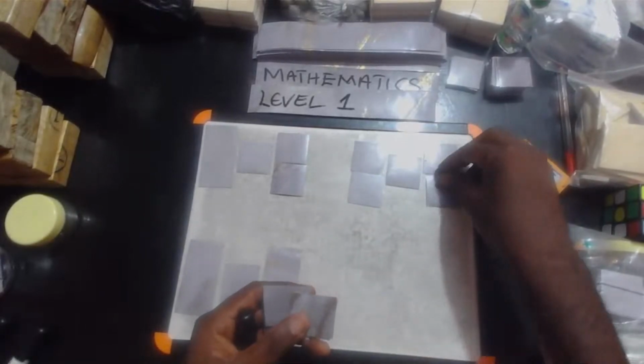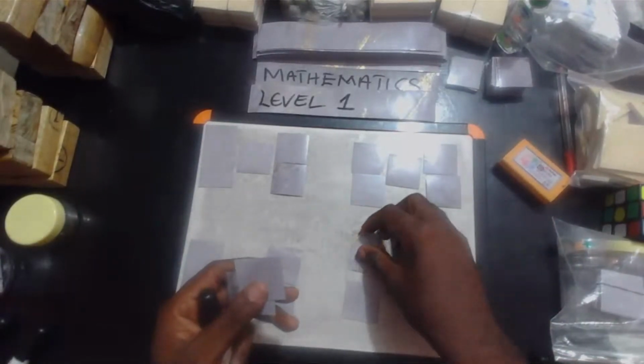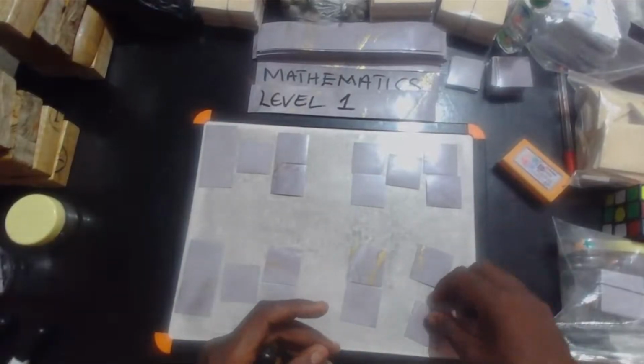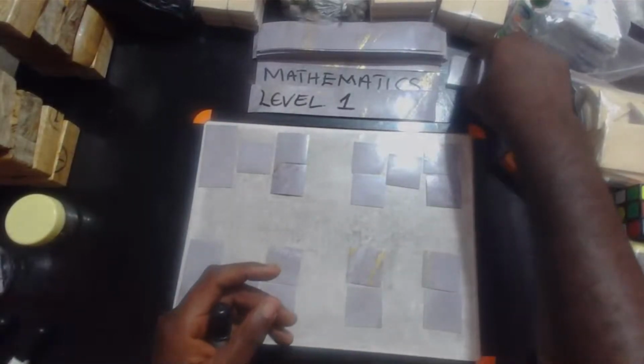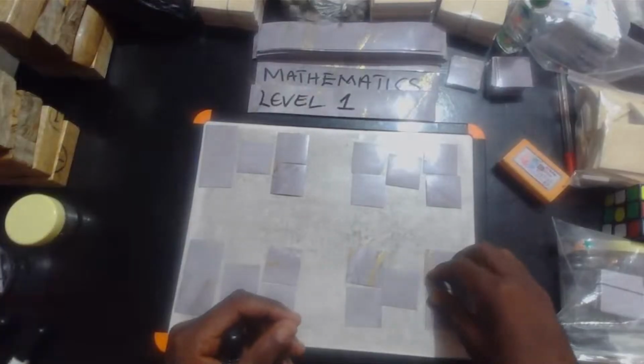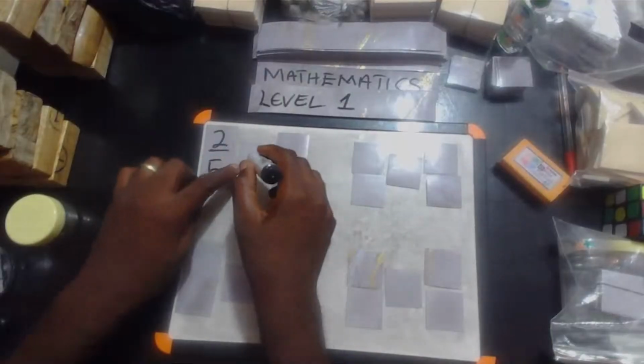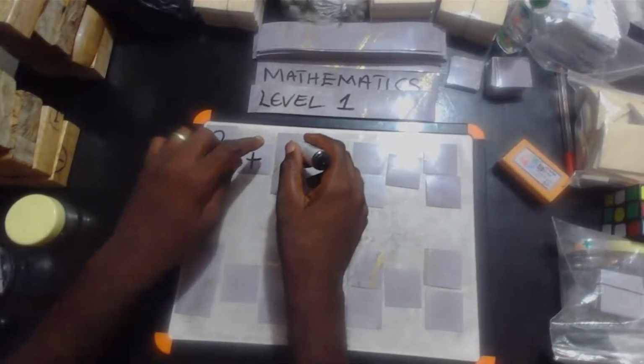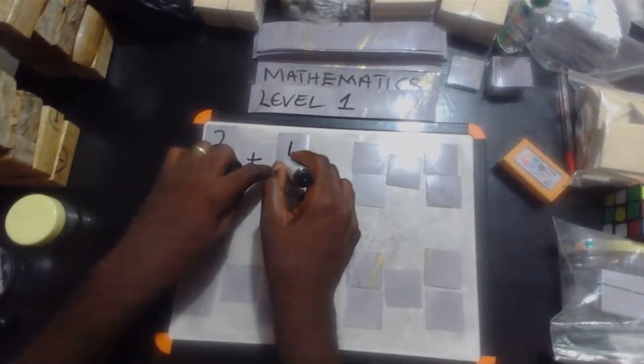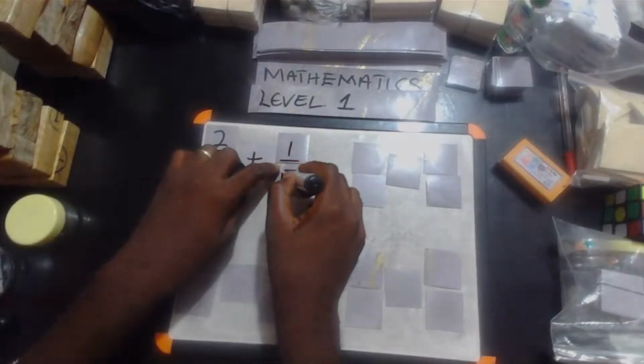Yeah, so I'm setting up the problem. So the first set of a problem is 2 over 5. And we're going to add this up to 1 over 5. Simple operation.